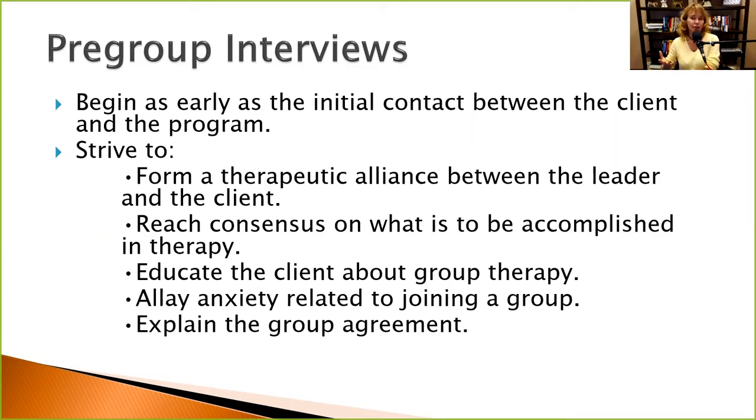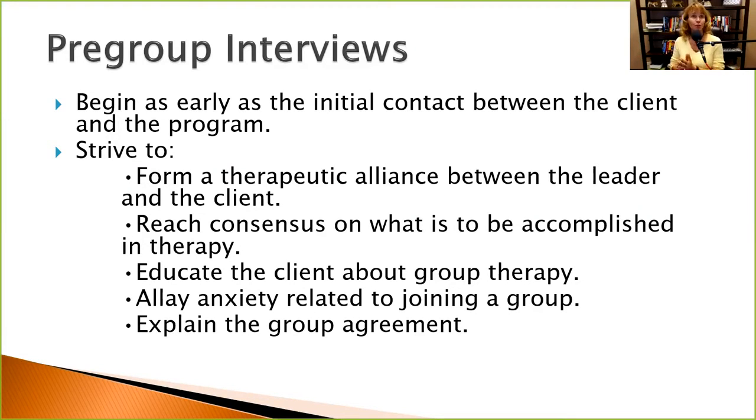It'll also be a time that you can reach consensus on what's to be accomplished in therapy in that particular group, and educate the client about kind of how things go, allay any anxiety related to joining the group, and explain the group agreements. Now, if you work in, again, IOP, PHP, or residential, you may have clients attending multiple groups, and that's cool. You don't have to do pre-group interviews for every single group.